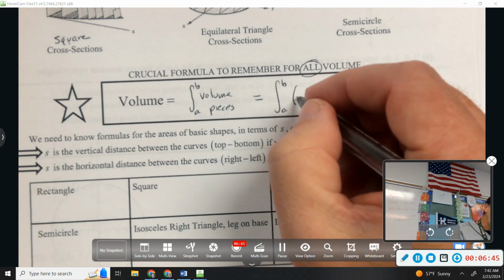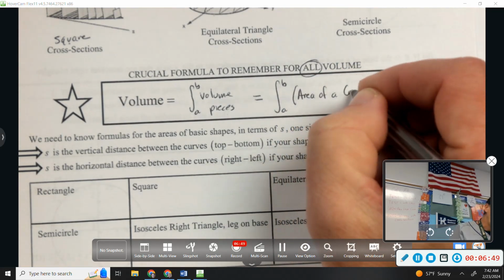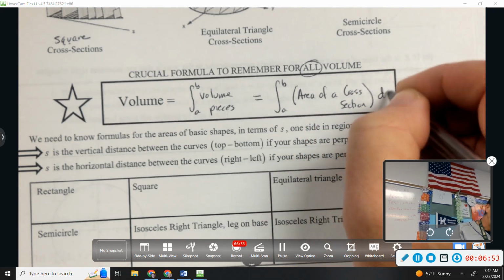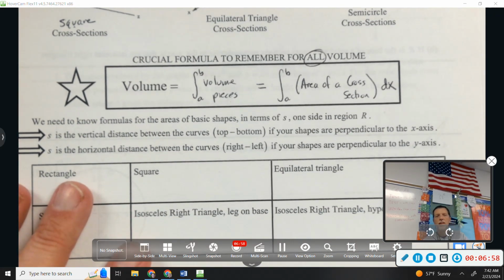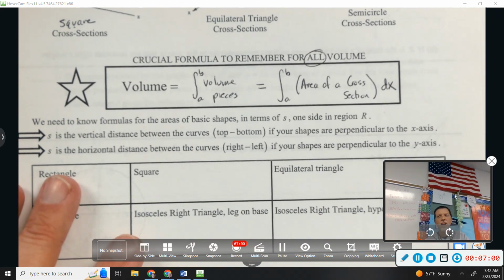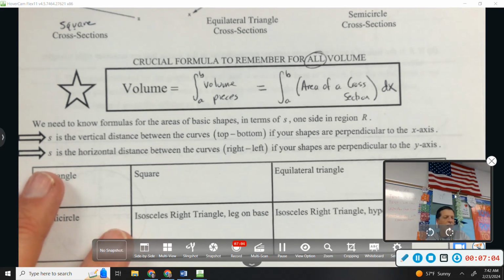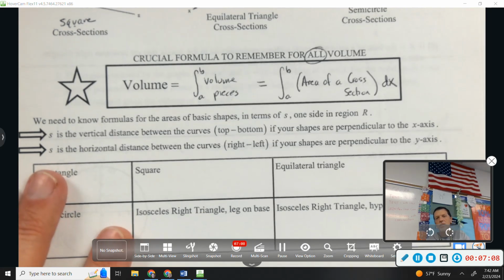But the pieces are the area of a cross-section times its thickness, dx. So that's the formula, but I don't know that it's a memorized formula. It's like yesterday we added up all the little rectangles. Today we're going to add up all the little volumes.